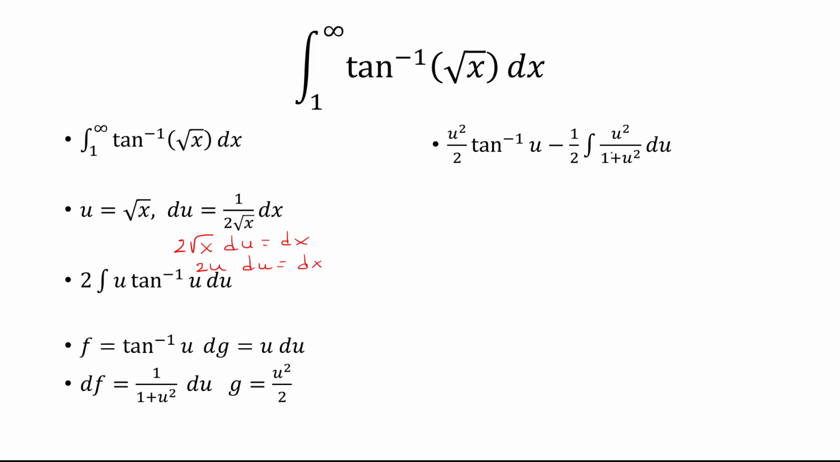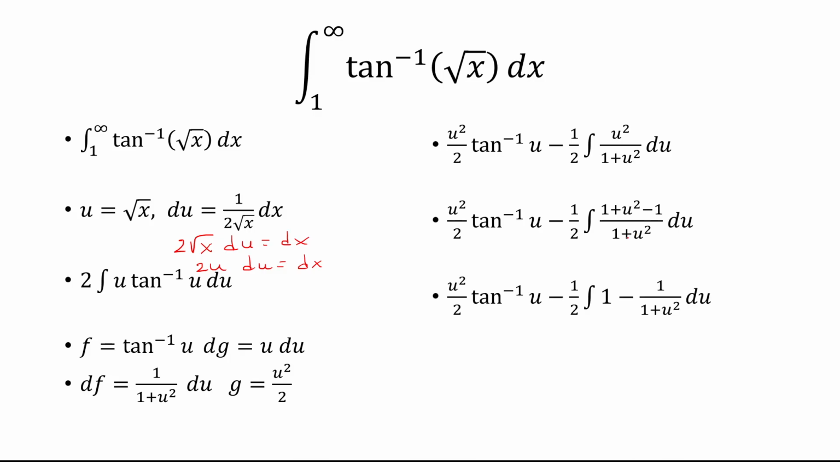So we'll factor out the 1/2 from the g. And to integrate this one, we'll add 1 and subtract 1. And now we can break this up into 2 separate fractions. The first fraction will have 1 plus u squared over 1 plus u squared. That's going to equal 1. And then minus 1 over 1 plus u squared. 1 over 1 plus u squared is just the inverse tangent of u. The antiderivative of 1 is u.